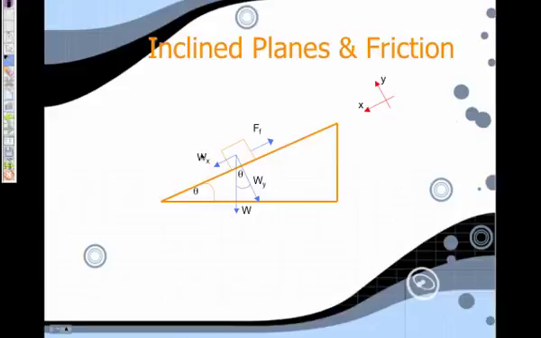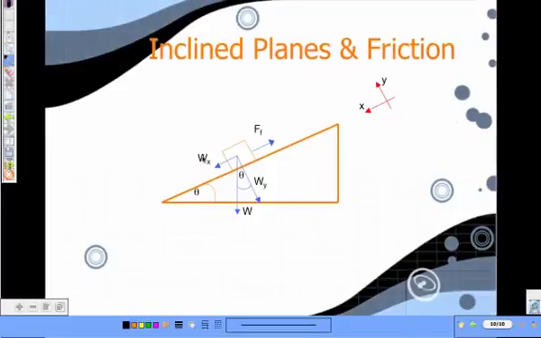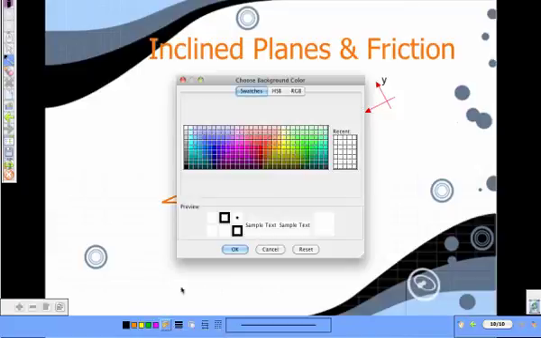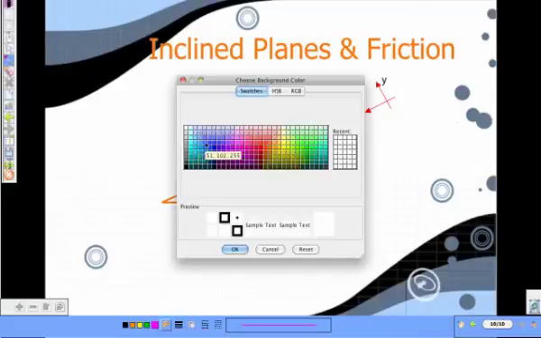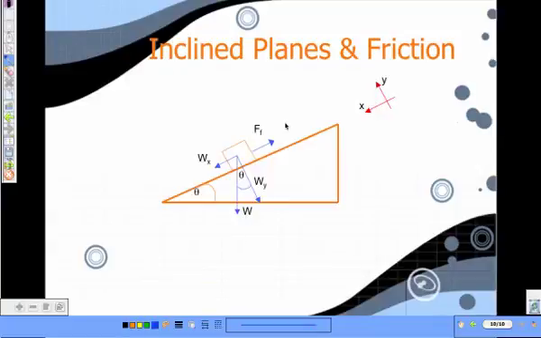Friction what? Yeah, friction makes it slow. I'm going to change my pink, because we're missing something here. We're missing normal force. Let me draw that in. Oh, that's a horrible line.